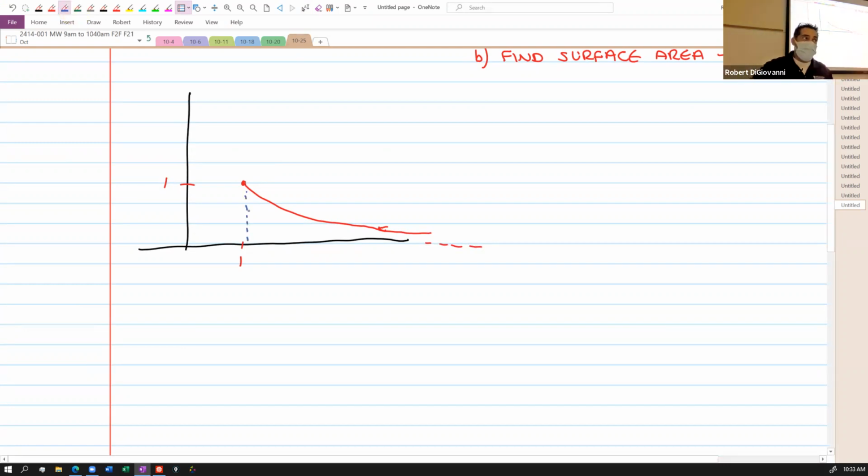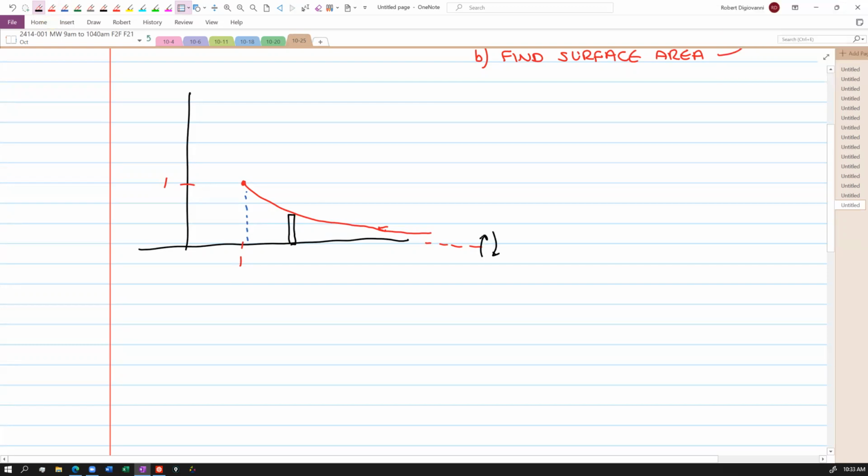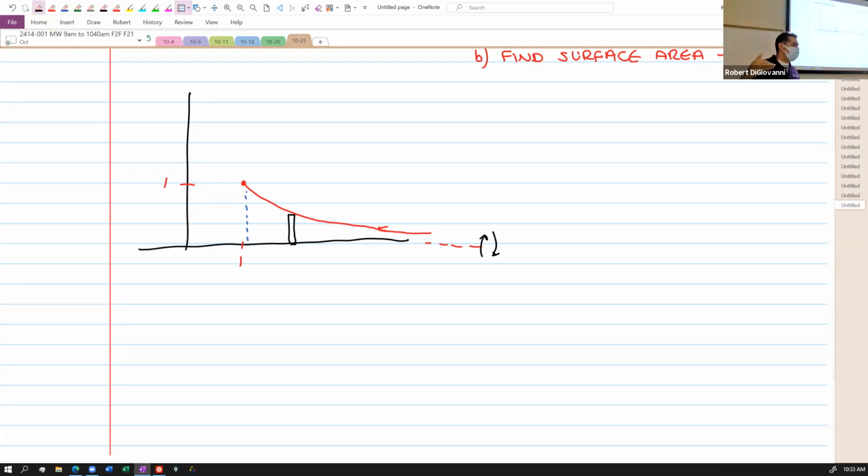This is last class, right? Or the one before that even. Draw a rectangle, rotate around the x-axis, right? What method am I going to use? Washers. Washers, right? You have a top function, bottom function, or an outer radius, inner radius.